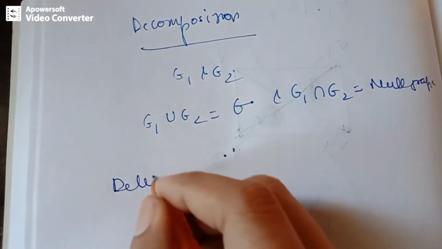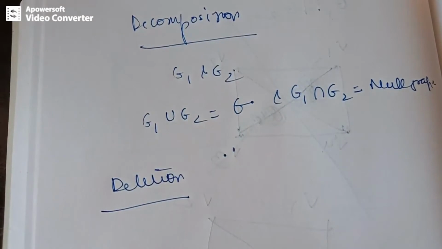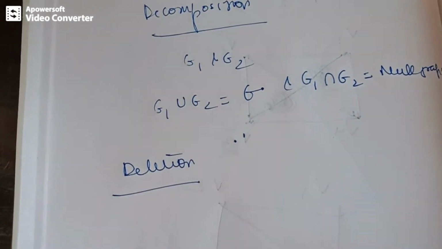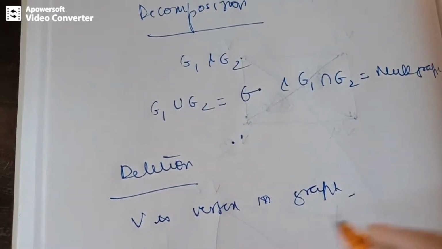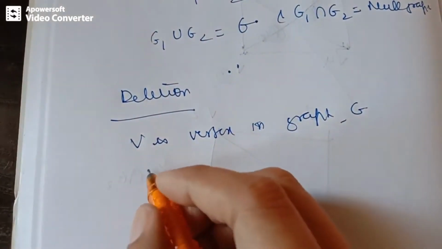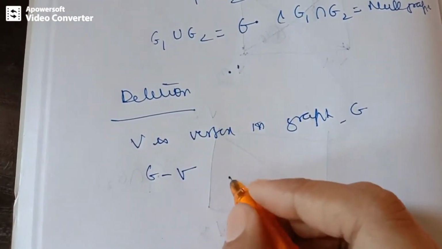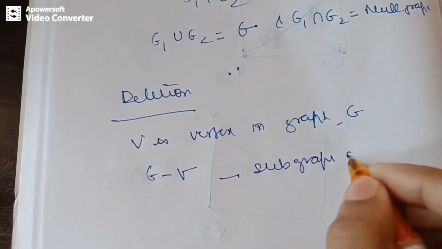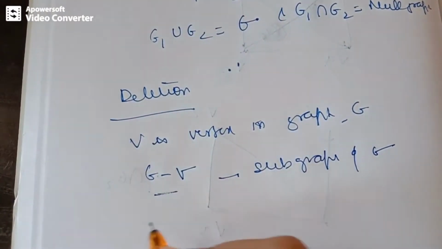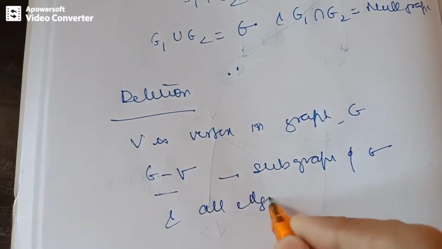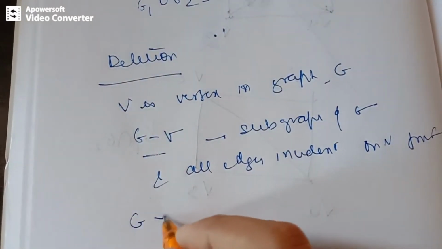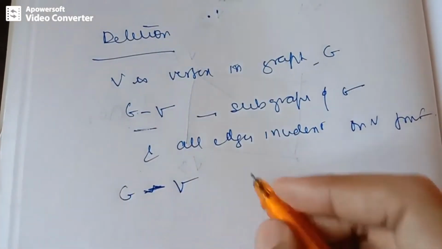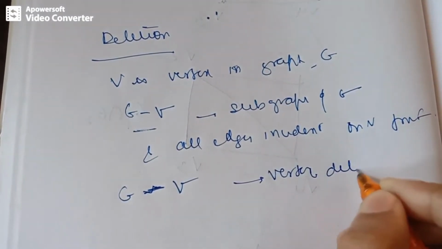So next, let's move to another operation, that is deletion. Okay, deletion on graphs. So let's say V is a vertex in the graph G, and G minus V, that is after removal of the vertex, this denotes the subgraph of G obtained by deleting V and all the edges incident on V from G. So this subgraph G minus V is called the vertex deleted subgraph.